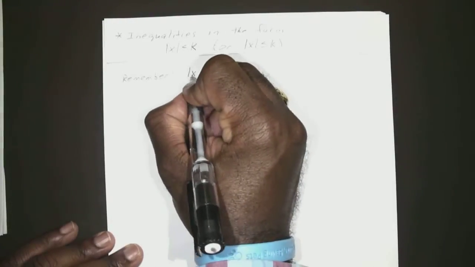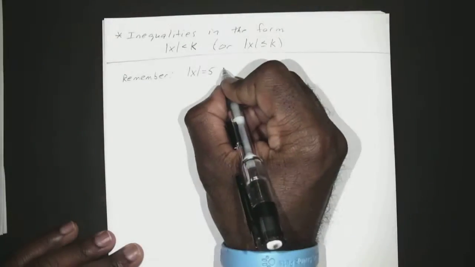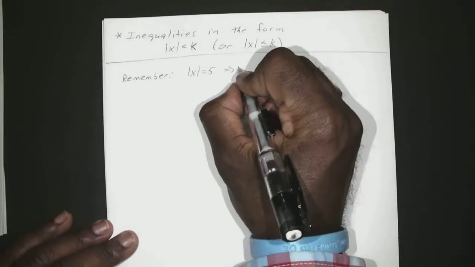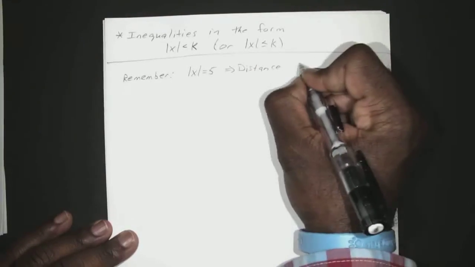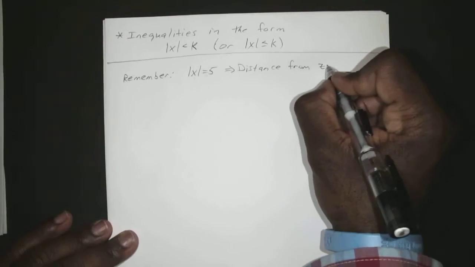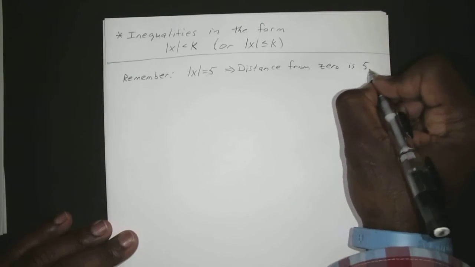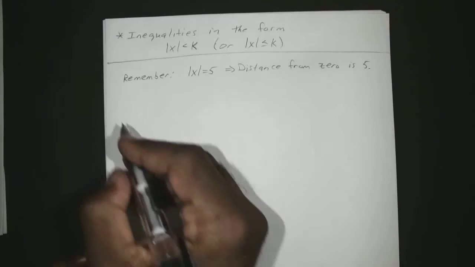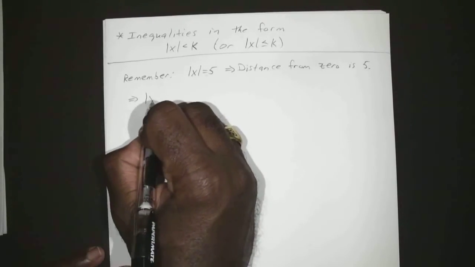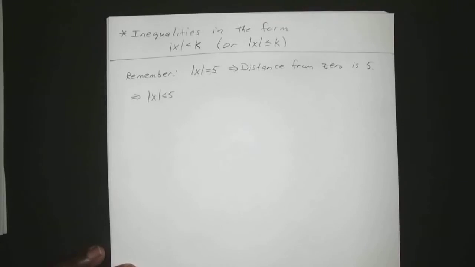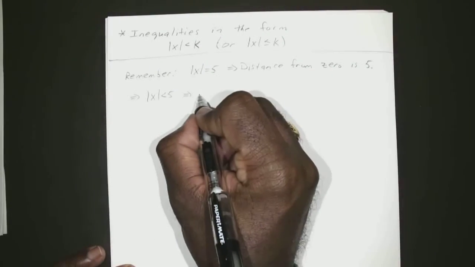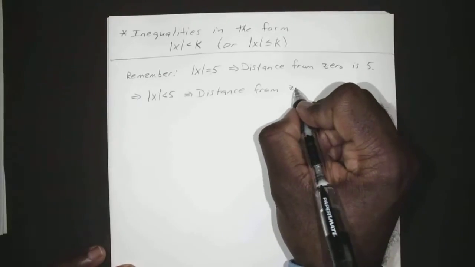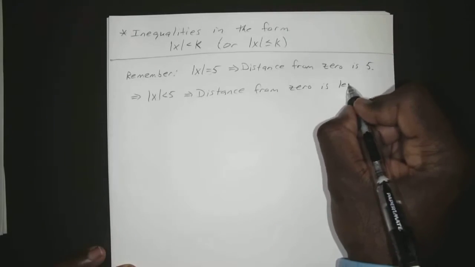So if you remember, let's say absolute value of x equals 5. It just means that the distance from 0 is 5, so that x could be -5 or +5. Okay. But instead of an equal sign, what if we threw in a less than sign? That means the absolute value of x is less than 5. That just means that the distance from 0 is less than 5.